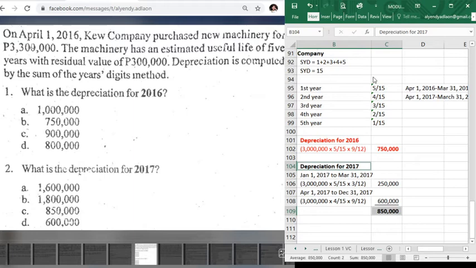Okay, so I hope nakuha ninyo ang ato ang SYD method. Okay, do you have any question?